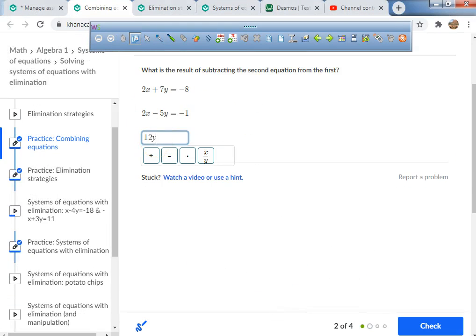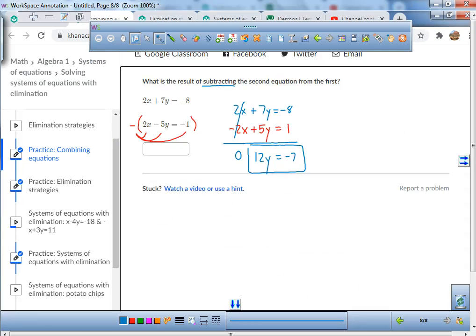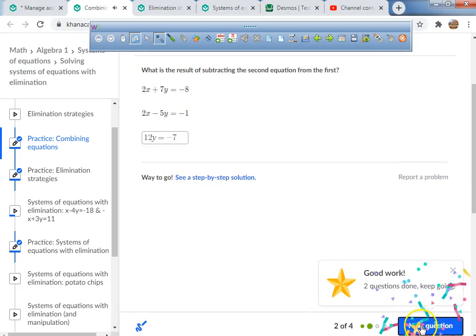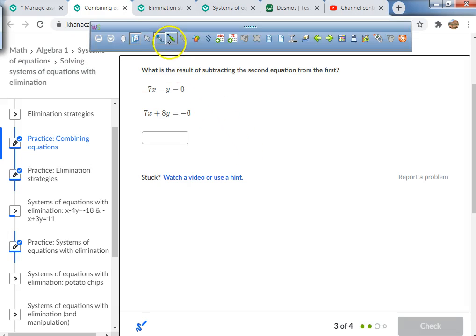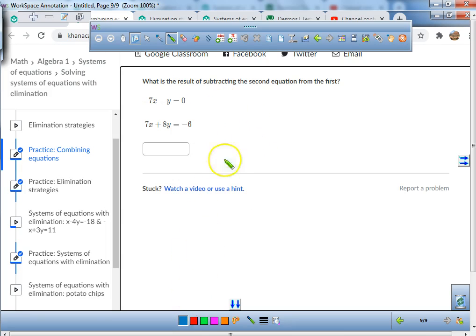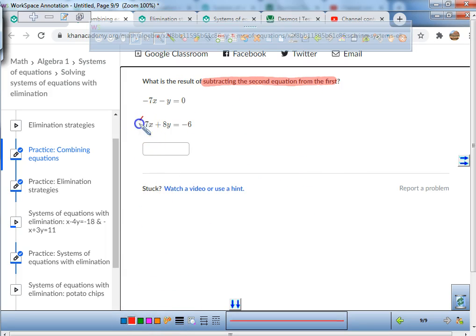12y equals negative 7. Now, if you're wondering why you're getting these wrong, it's probably because you're just not following the steps. On this one, it says subtract the second equation from the first equation. So what do we have to do when we subtract the second from the first? Very easy. Just put this guy in parentheses, put a negative there, distribute, distribute, distribute.